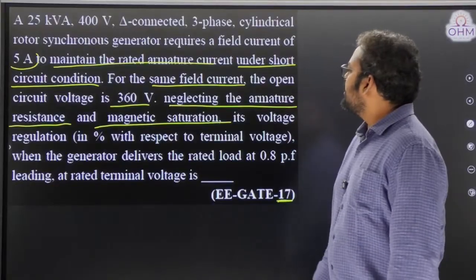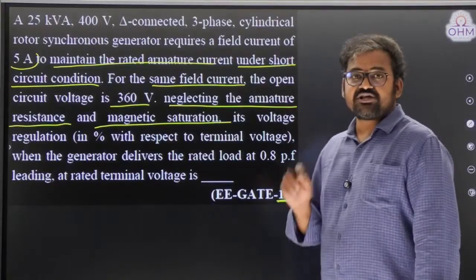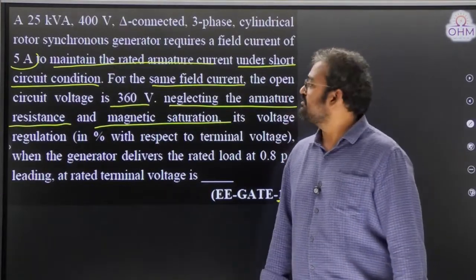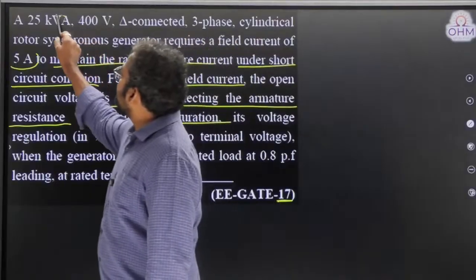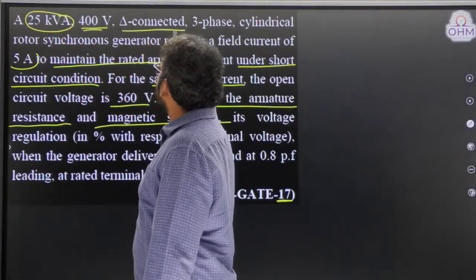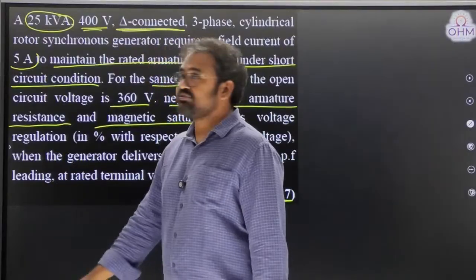So first of all, you need to understand that short circuit test data was given, and open circuit test data was also given. First of all, what is the power rating of this machine? 25 kVA, 400 volt, delta connected. First, let me note down the power details, the rated details.